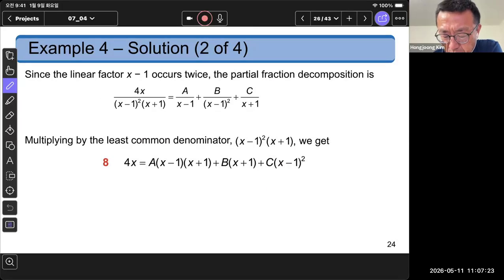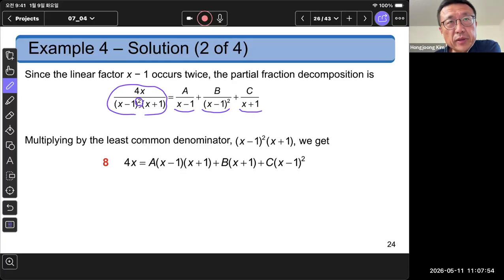Then this 4x over q of x will be written as the sum of partial fractions. Now since the denominator has two copies of x minus 1 and x plus 1, x minus 1 will introduce these two terms, while x plus 1 will generate the third one. So this is what we have.